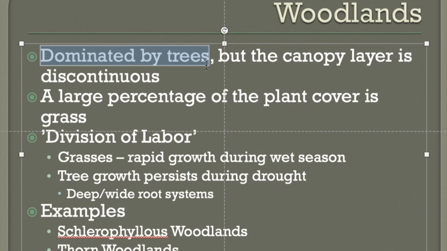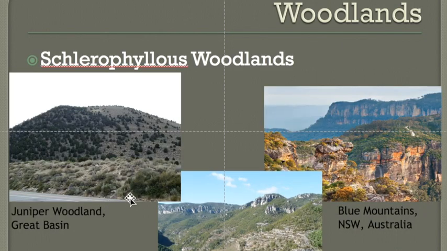The difference is that the canopy layer is discontinuous, meaning there's a lot of gaps and lots of space between individual trees. So let me just jump ahead for a second to the next slide. If you look at this picture on the upper left here, this is of a juniper woodland in the Great Basin, and you can see all the individual trees and lots of space between them, especially on the right-hand side of this hill. They're a little more dense on the left side, but you can still see lots of open space between them, and that's because there's a discontinuous tree layer.